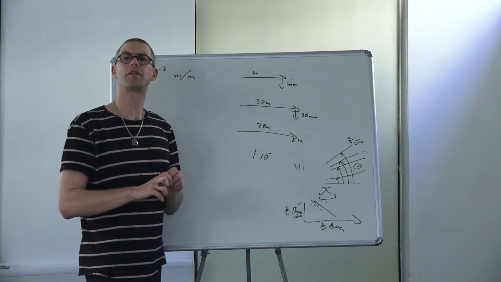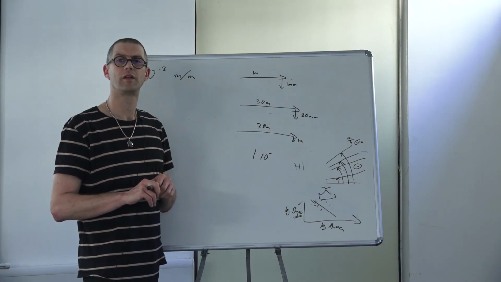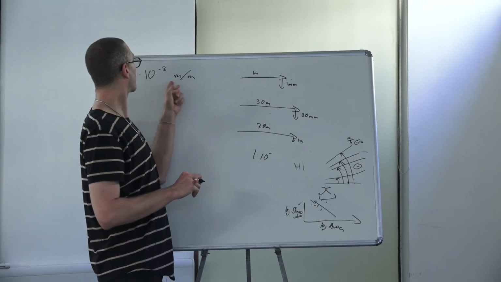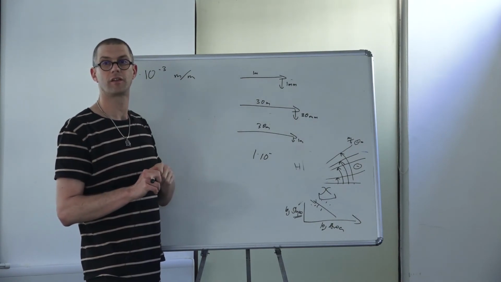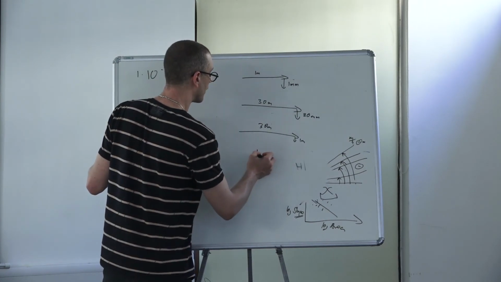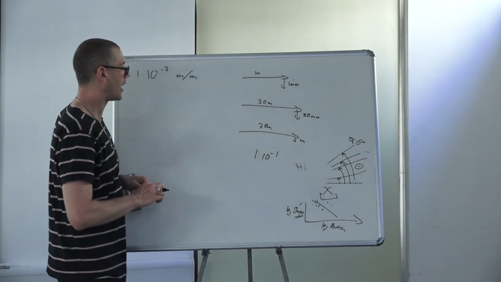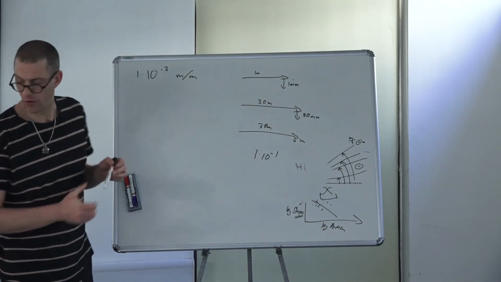Again, 10 to the minus? It will be 1 meter divided by 30 meter. Right, and I want to know what the slope is. 3.33 times 10 to the power minus 1. 10 to the minus 1? Yeah, 3.33. Let's just say 10 to the minus 1. 0.3. Okay.